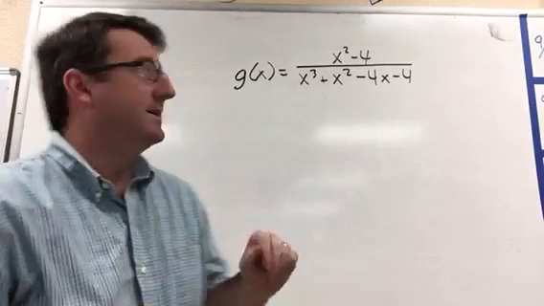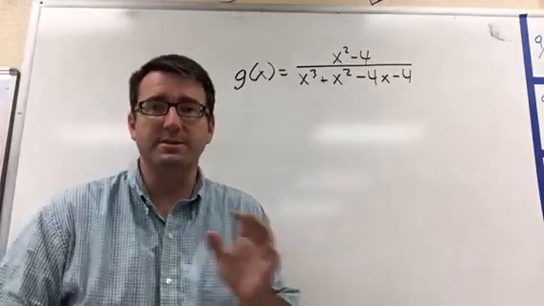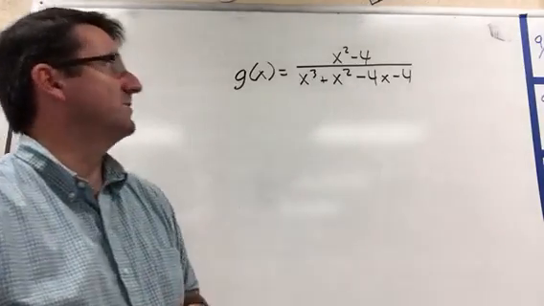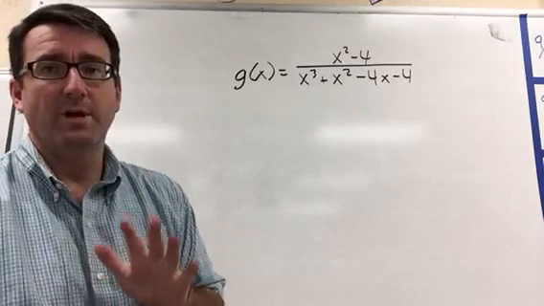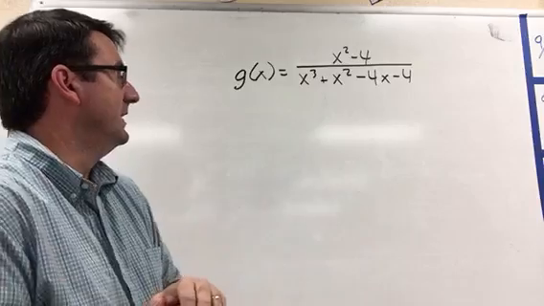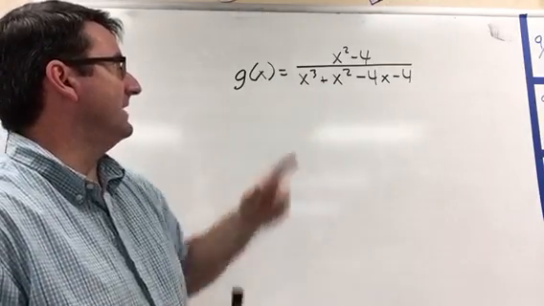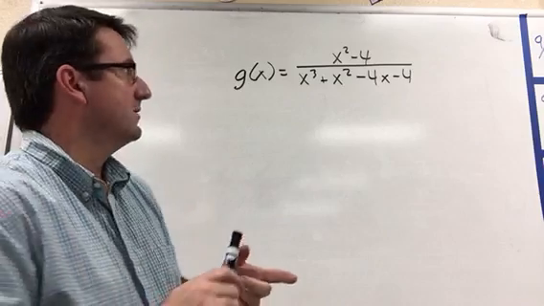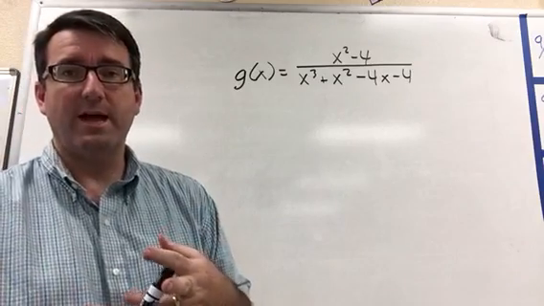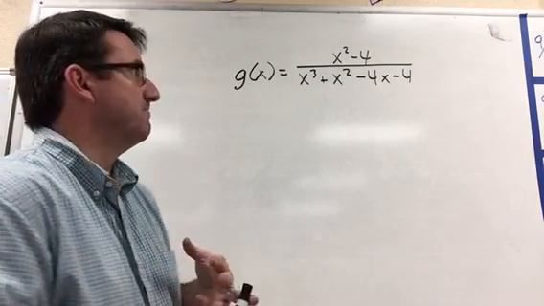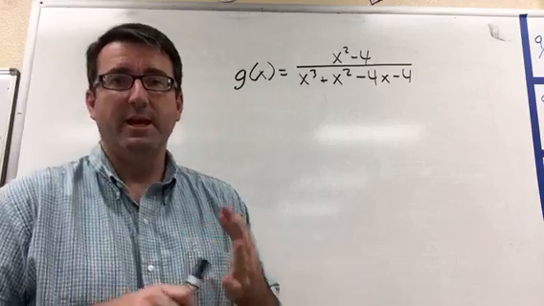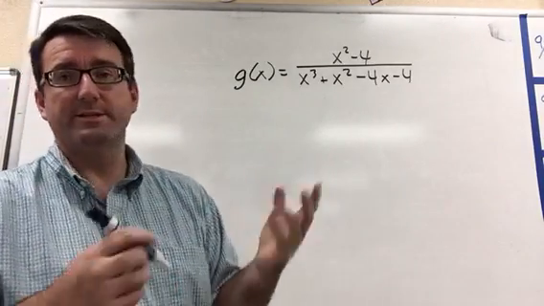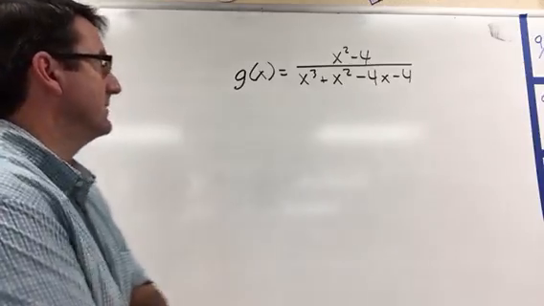Number 27, we've got g of x equals x squared minus 4 divided by x cubed plus x squared minus 4x minus 4. We're asked to find the horizontal and vertical asymptotes, the x and y intercepts, and any holes, and to sketch a graph of this.